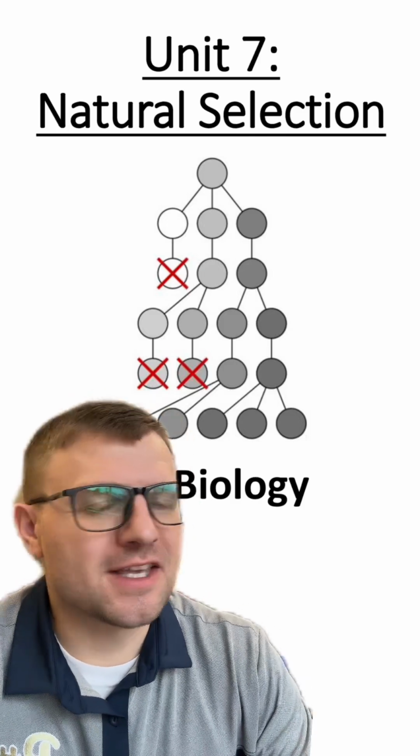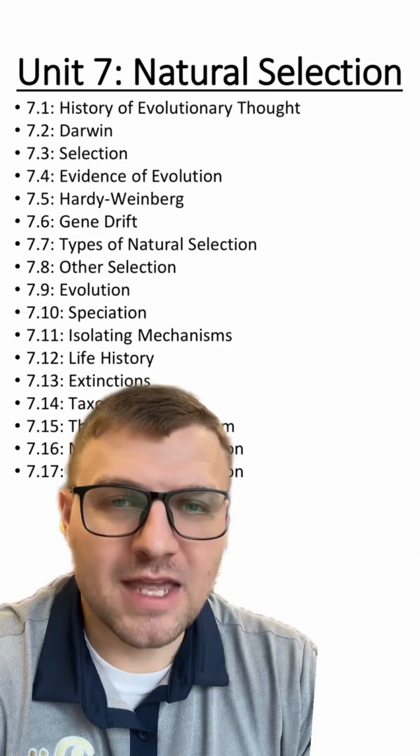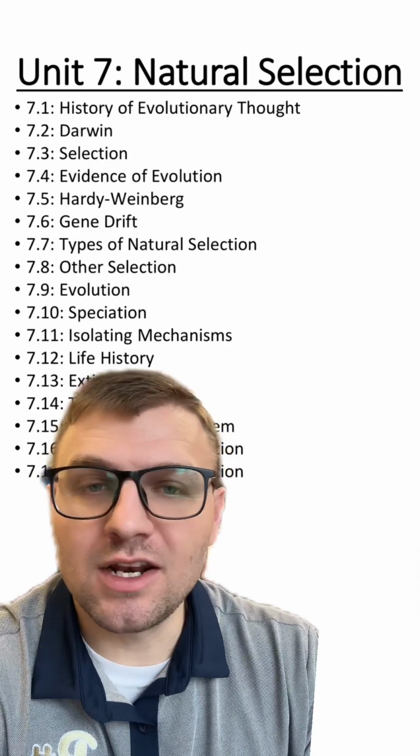Hello AP Biology students, let's take a look at the third section in Unit 7. In this section, we're going to go over natural selection and artificial selection.